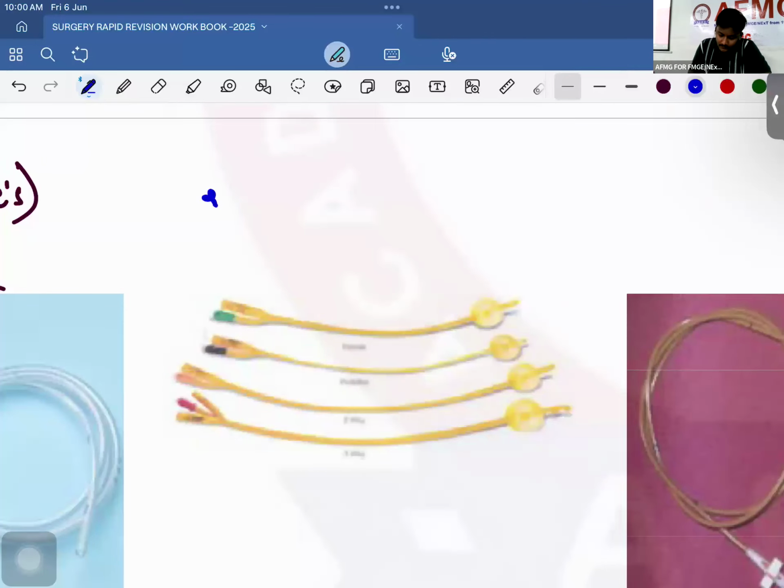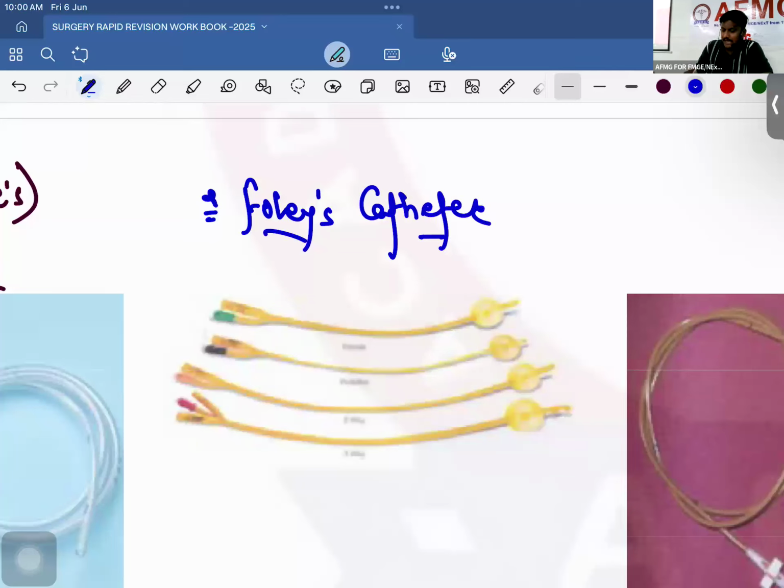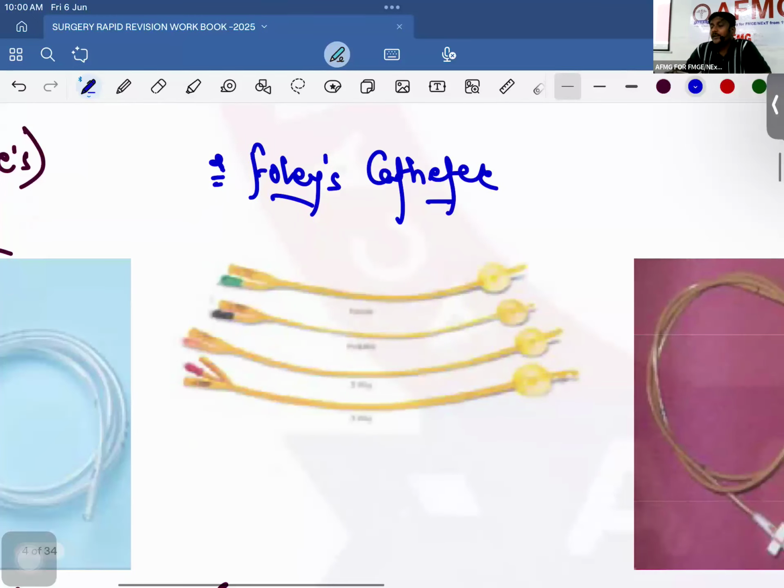Next important, if they ask you, it is going to be this instrument over here. What is this? This is nothing else but your urinary catheter known as Foley's catheter. If I talk about the Foley's catheter, please remember, normally it has only two ports. One port is basically for the urine to come out. The second port is for inflating the balloon. Inflation of the balloon is preferably done with which fluid?